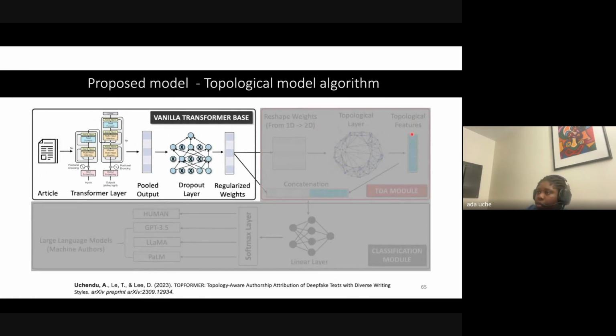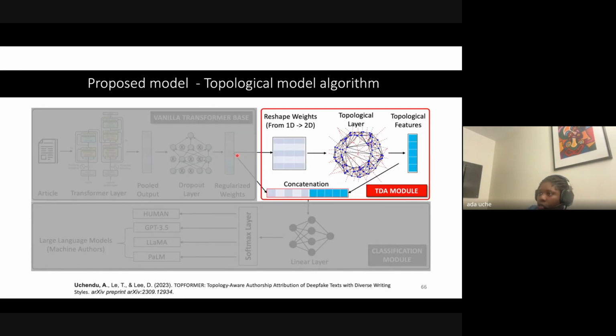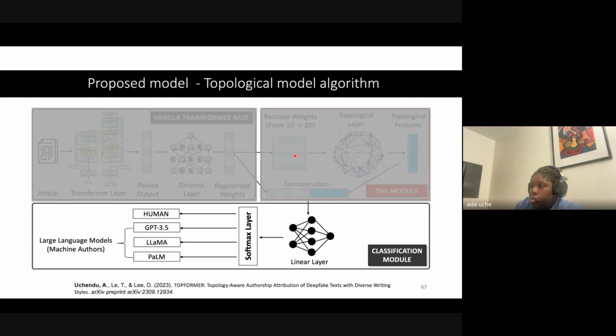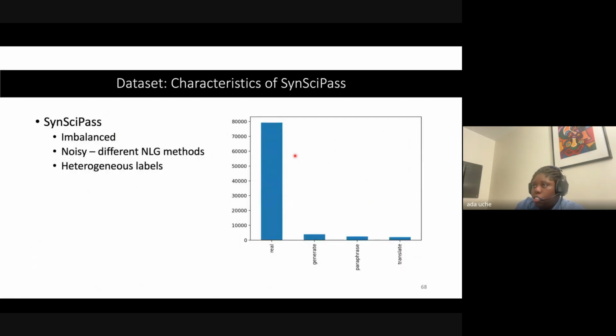So you have the vanilla transformer-based model structure. We take the regularized weight and we reshape it to a 2D matrix because the topological layer requires an input greater than 1D. So it can be 2D, can be 3D, but I use the 2D. I got the topological features, concatenated them, and then used them for classification.